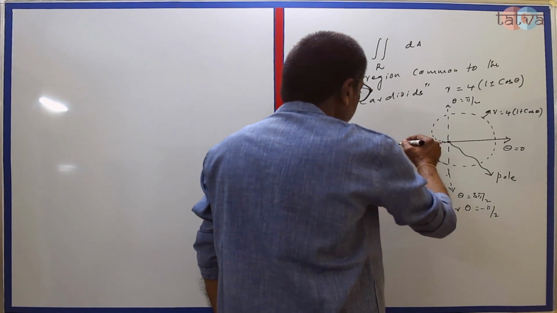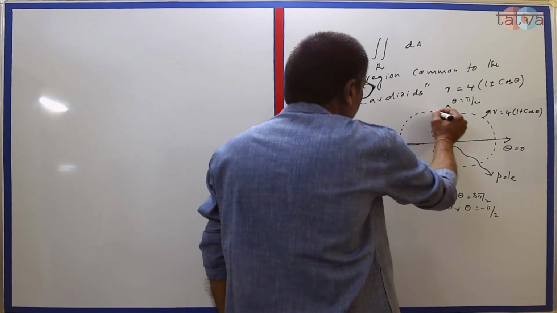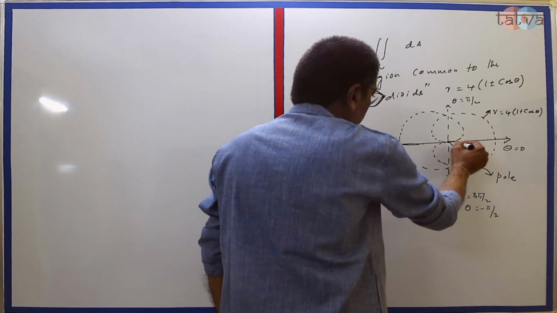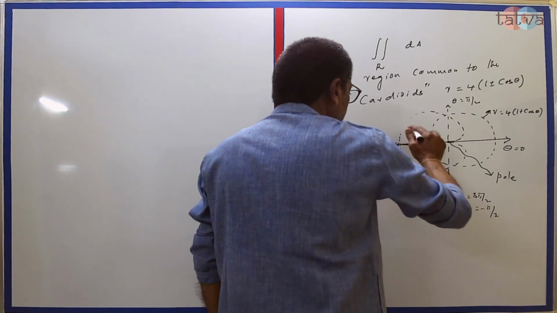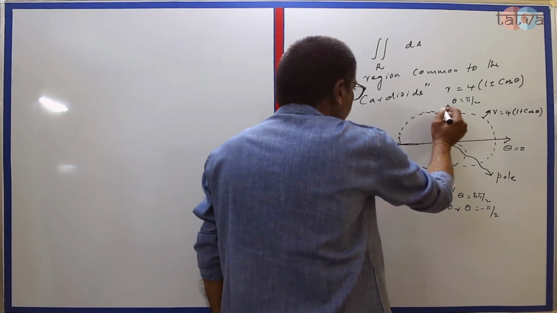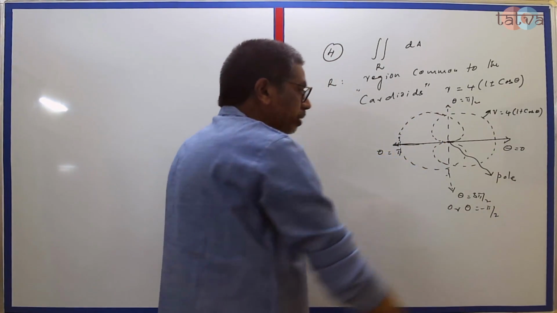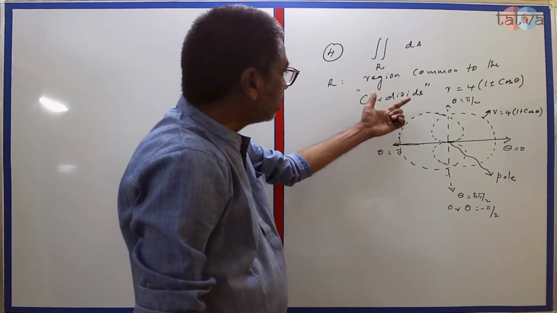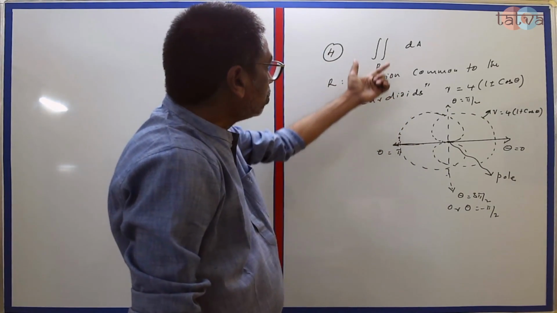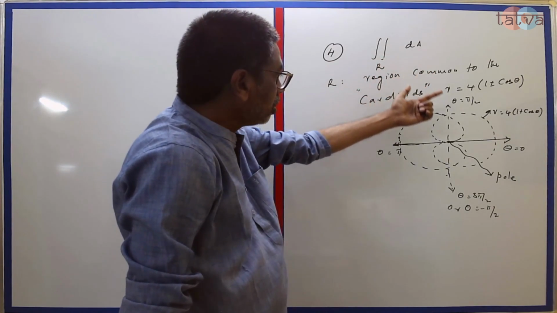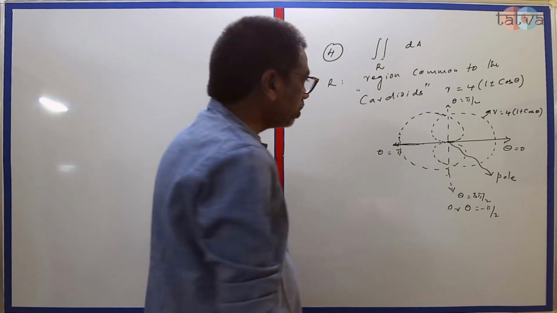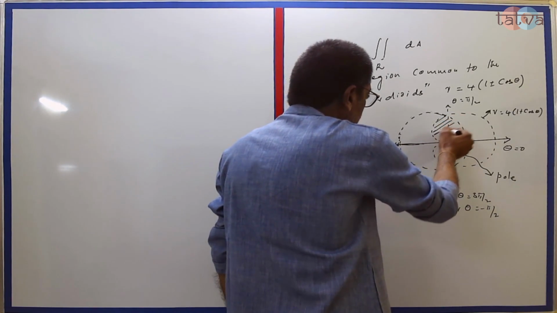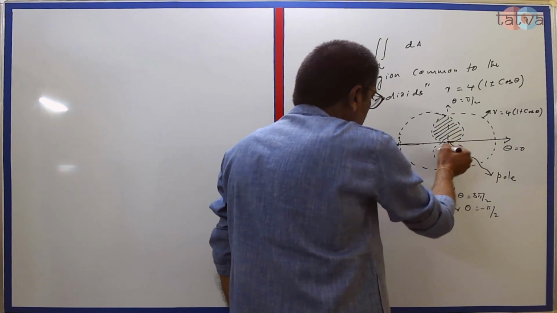So I will draw the other cardioid. Make it a little bit more symmetric. So these are mirror images of each other. So the problem is to find this integral, which is common to both cardioids. So it has to be this part, common to both.